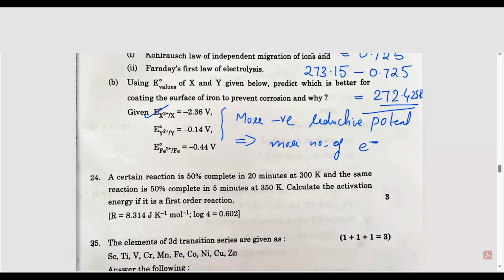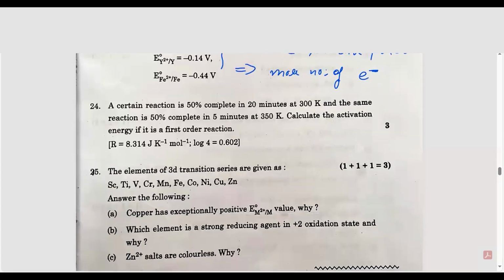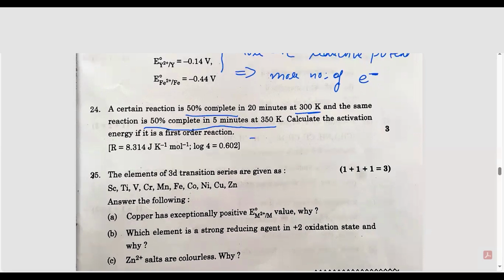That's it, so simple. Next question: a certain reaction is 50% complete in 20 minutes at 300 Kelvin, and the same reaction is 50% complete in 5 minutes at 350 Kelvin. Calculate the activation energy. So two temperatures are given. What is the equation for activation energy? We know what that is. Ea is given by the relation between K1 and K2. That one you have to write.